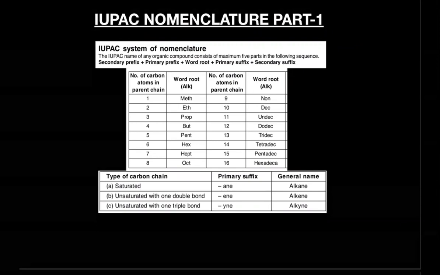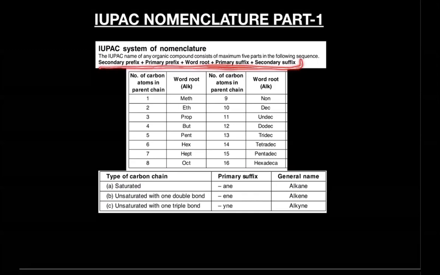In the IUPAC system, there are 5 parts of a compound's name: secondary prefix, primary prefix, word root, primary suffix, and secondary suffix. Today, the examples that we'll do will have at most 3 of these parts: primary prefix, word root, and primary suffix. For most of the examples, you'll have just the word root and primary suffix making up the name.